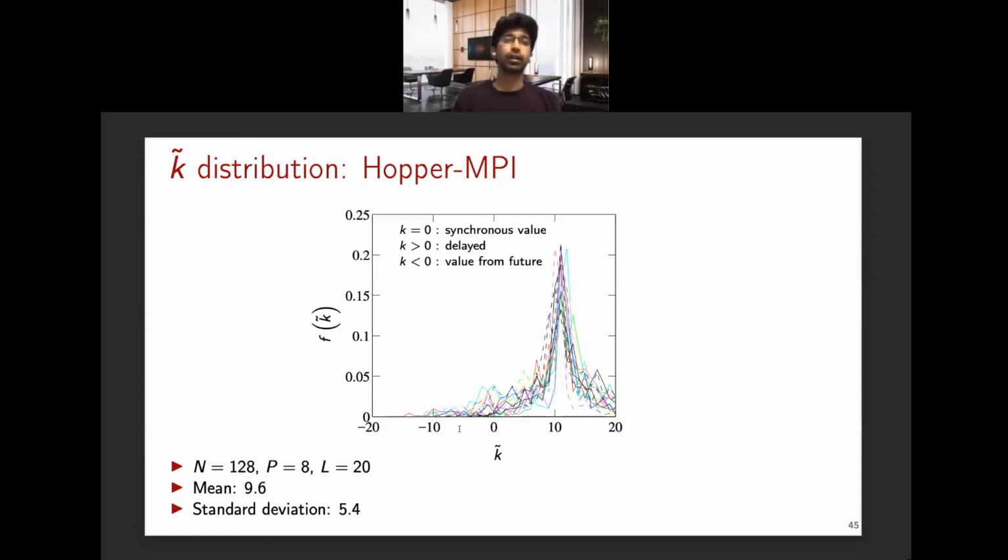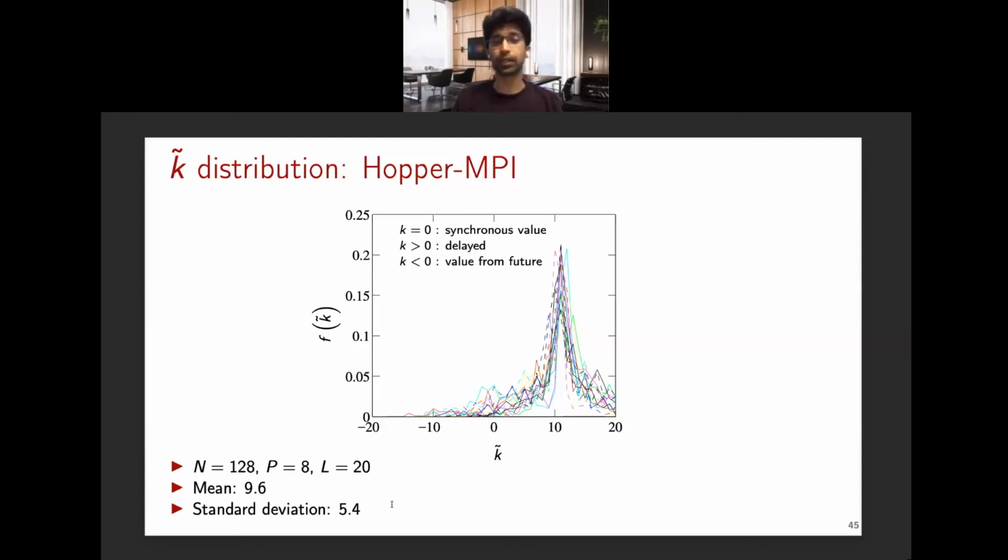The different lines that you observe in this graph are measured for different processors that are used in the simulation. Here we have used 8 processors, so you will see 16 lines here. And what you see is that the peak, the mean of the simulation is around 10 time levels. So on an average, you expect 10 time level delay on this particular problem, on that particular machine that was run at Lawrence Berkeley National Lab. And the standard deviation for the delays is around 5 or 6 time levels.